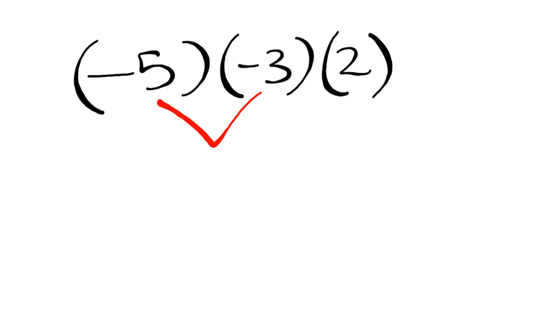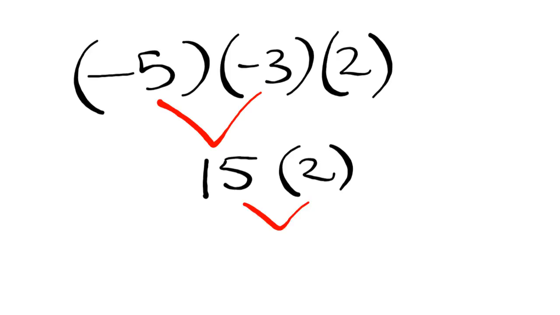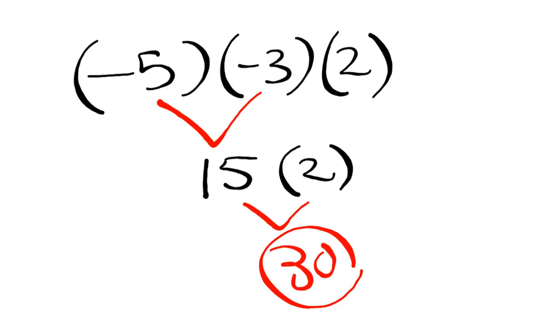So when you're multiplying or dividing, if the signs are the same, our answer is going to be positive. So this is going to be positive 15. Now we can bring down the 2 and multiply. 15 times 2 is what? 30, good job. And we have two positive numbers, so our answer is going to be positive.